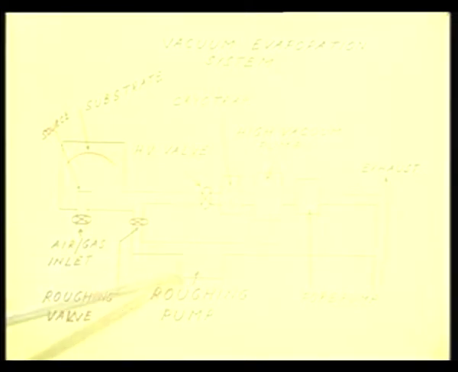So, after the roughing pump has given you a rough vacuum of sorts, you open the high vacuum valve and let the system be evacuated to a much higher degree. Usually, we prefer to have 10 power minus 6 to 10 power minus 7 Pascals for normal metallization.